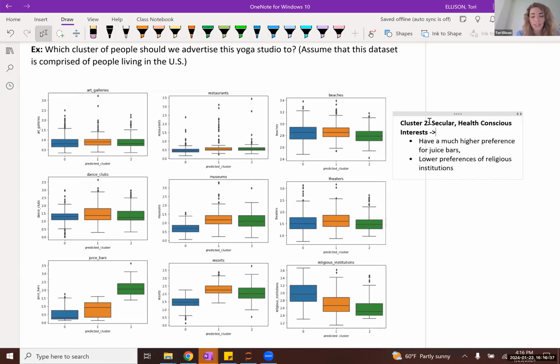about what types of activities really interest people. And they might say, okay, I can see that secular health conscious people are more likely to also be into a yoga studio. So that subject matter expert might say that these people might also be interested in new yoga studios in the area as well.